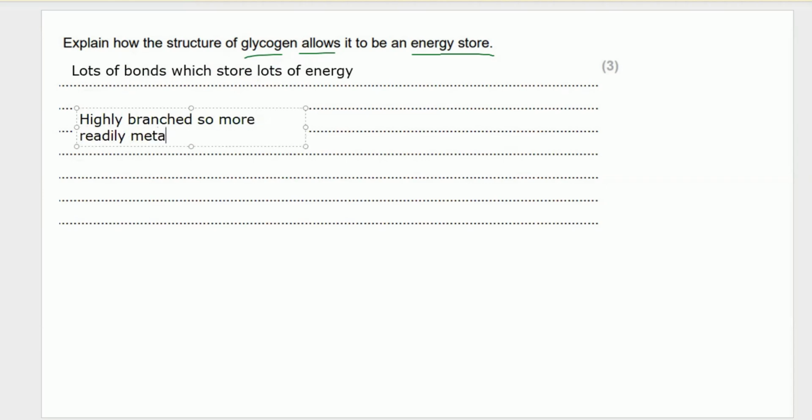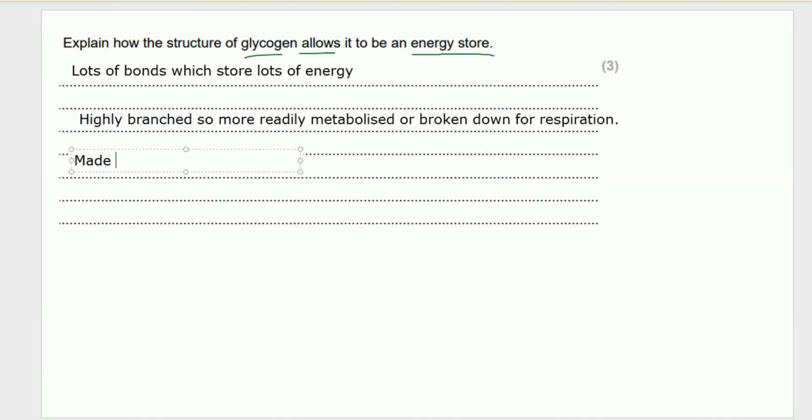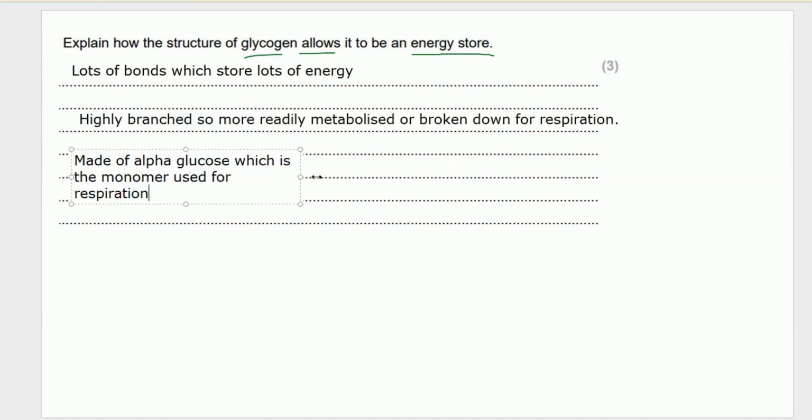Okay, and glucose has lots of bonds. So when you break up that glucose in respiration, you're going to produce lots of ATP, or release lots of energy. It's highly branched. What this means is that it's, I wouldn't say it's easy to hydrolyze, but it's quick to hydrolyze. It's much faster to hydrolyze a branched chain molecule than a straight chain molecule. So you can get access to that energy more quickly.